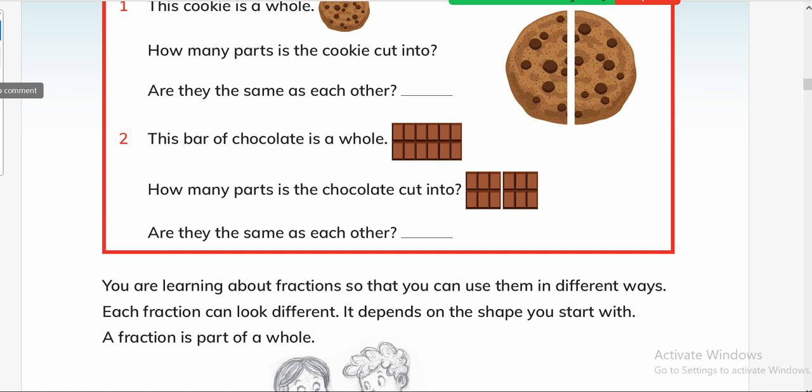You are learning about fractions so that you can use them in different ways. Each fraction can look different. It depends on the shape you start with.